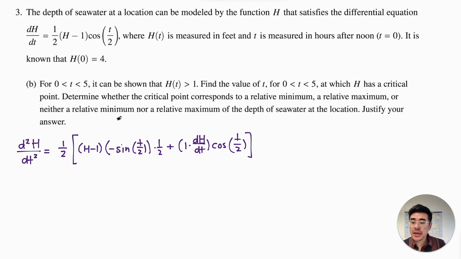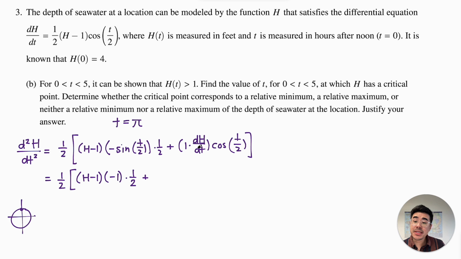Now what was the point that we calculated earlier? We calculated the point was t is equal to pi. And so let's figure out what's going on here when I plug in t is equal to pi. Well, this h minus 1 stays here. This negative sine of pi over 2, sine of pi over 2 is 1, so then this is going to be negative 1 times 1/2.